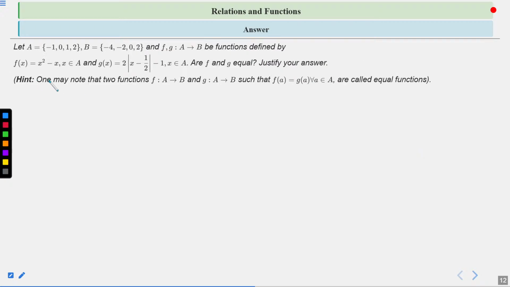See, we are given a set A as minus 1, 0, 1, 2, and B is minus 4, minus 2, 0, 2. We have defined two functions f and g from A to B, where f(x) is equal to x square minus x, x belongs to A, and g(x) is equal to 2 times mod of x minus 1 by 2, minus 1, x belongs to A. We have to show whether f and g are equal functions or not.